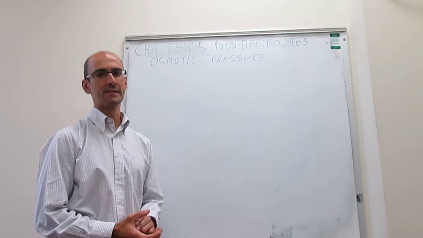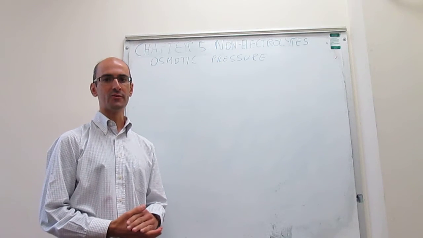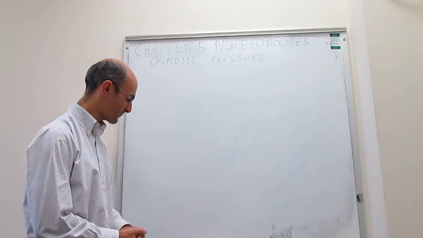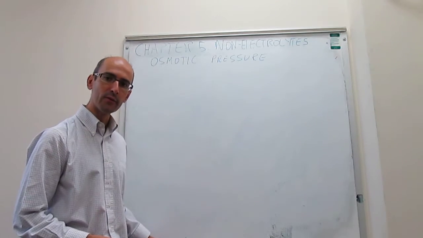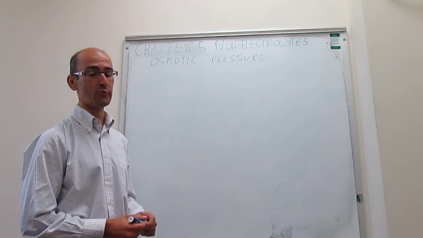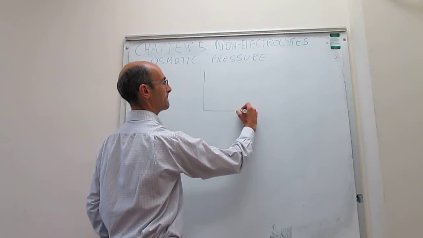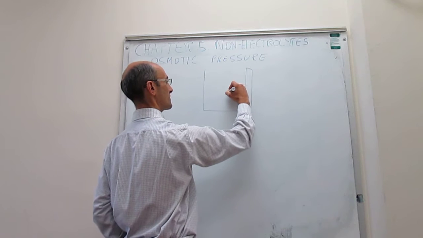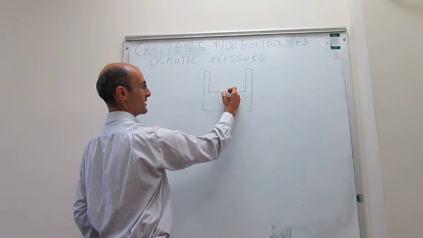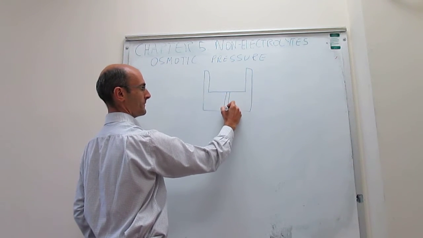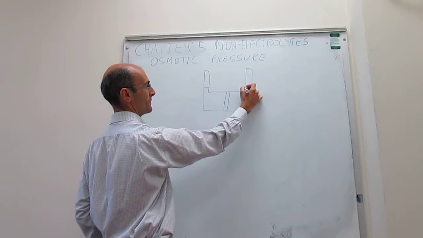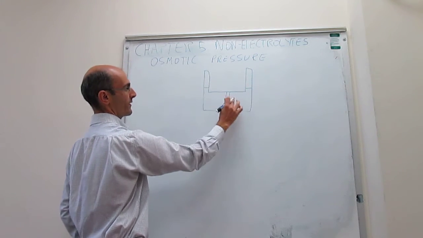In this video, we explain the concept of osmotic pressure using chemical potentials. Alright, so let's begin here with a drawing of what the osmotic pressure is. Suppose that we have a container that looks like this. This is an osmotic pressure device, and we'll say it has two compartments, the left compartment and the right compartment.